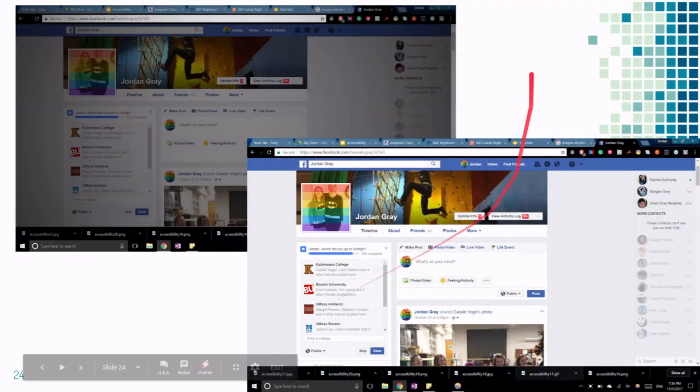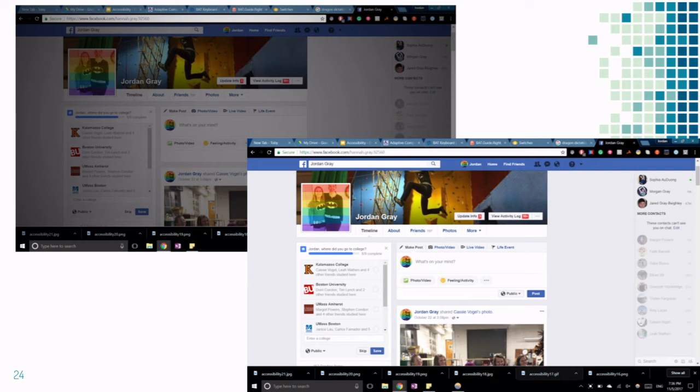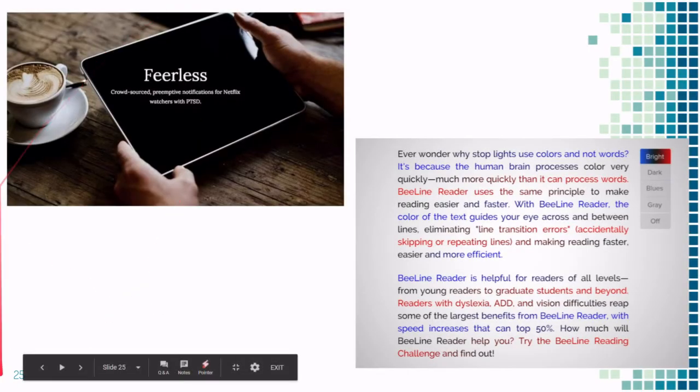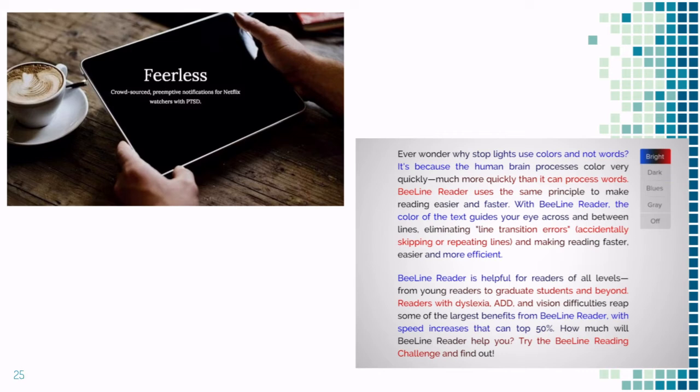This here is my Facebook page with screen dimmers on and off. Screen dimmers are particularly helpful for people with sensory processing disorder, autism, ADHD, as well as chronic migraines. This is also good for people who spend way too much time doing their homework at night. It means people can spend more time on their computers with less eye strain. All of these are free. It's pretty cool stuff.